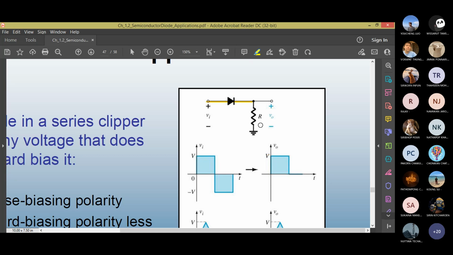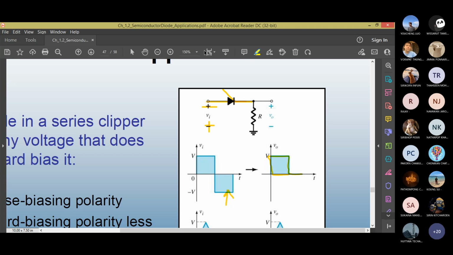Negative half cycle, what happens? For the negative half cycle, this polarity is minus, for negative input. Is the diode on? The diode is not on. Open switch, no current flows through R. Output voltage is 0. So this series clipper, what did it do? It clipped away the portion of the input that did not forward bias the diode. Which portion is that? The negative half cycle. On the output side, you see the negative half cycle is gone. It's clipped away. That's what a series diode clipper does.